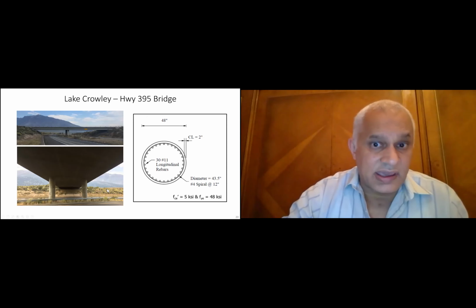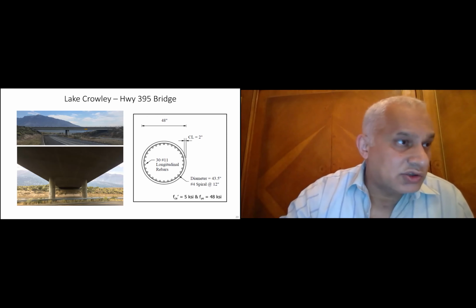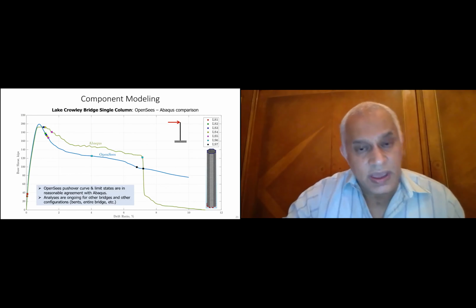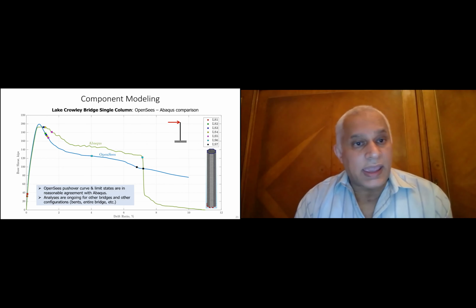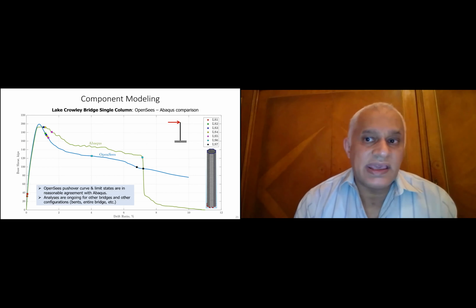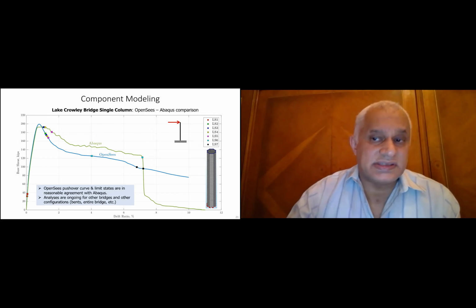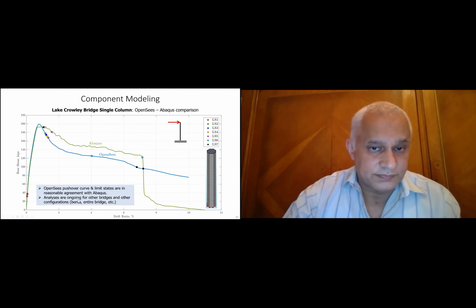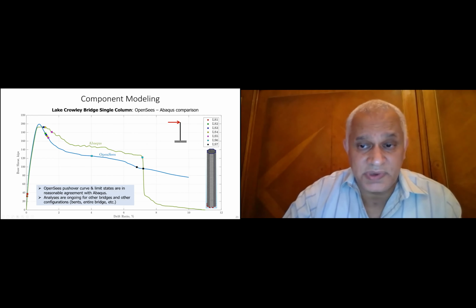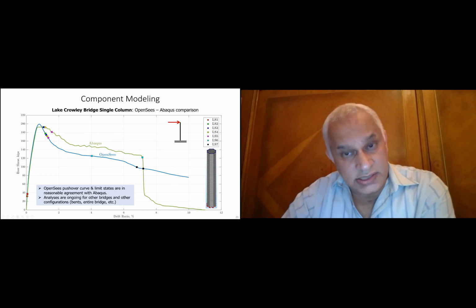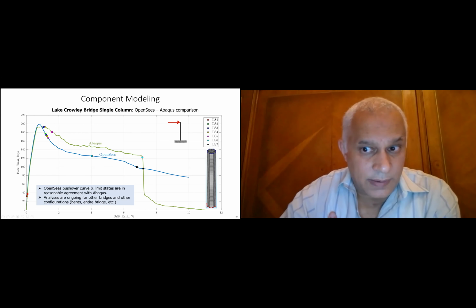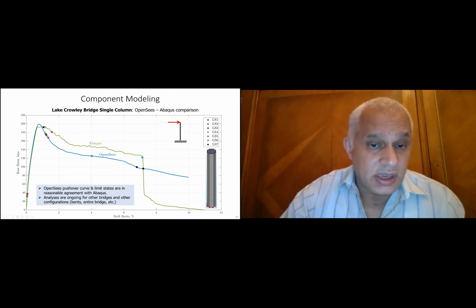Just to quickly show you the result of another bridge, the Lake Crowley Bridge. So here is a comparison between Abaqus and OpenSees. And the focus is mainly in achieving comparable limit states, which are marked here. There are definitely some differences because of the detailed nature of the 3D model in Abaqus compared to the simplified model in OpenSees.